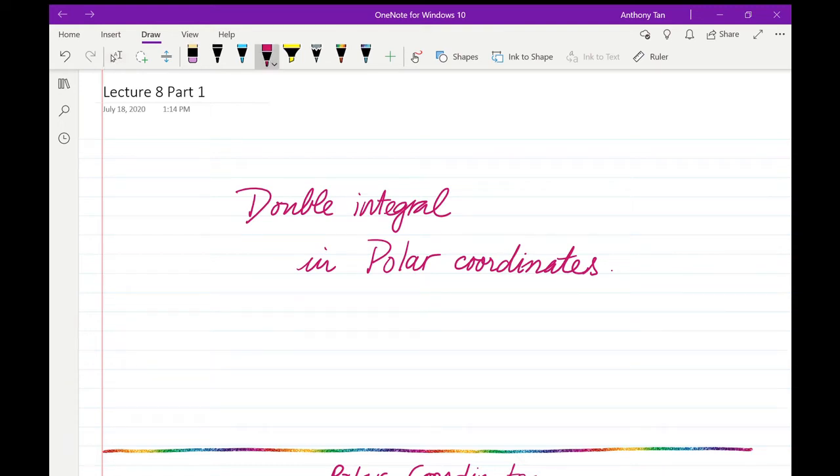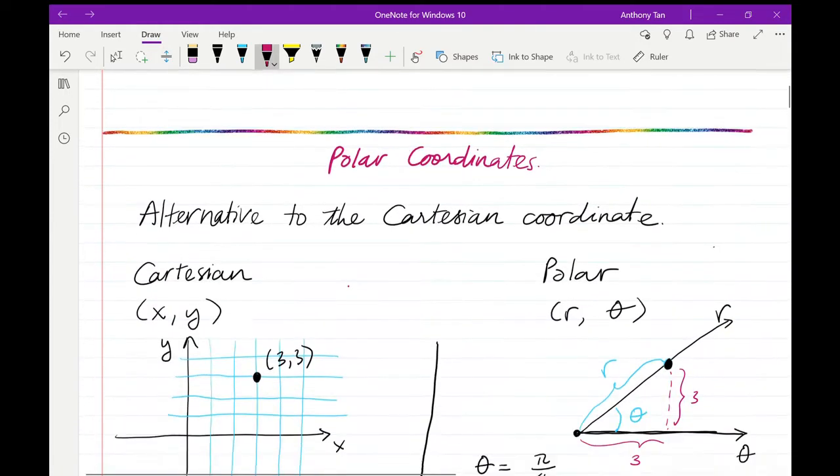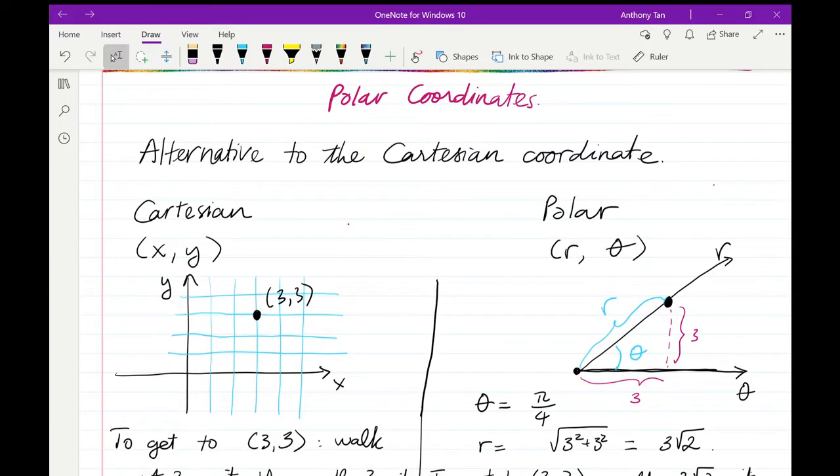In the first part of lecture 8, we will talk about a technique that we can use in double integral, which is to convert everything into polar coordinates. So let us review the relationship between Cartesian coordinate and polar coordinate.